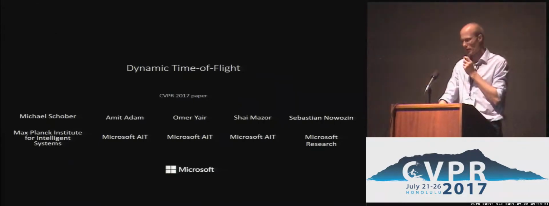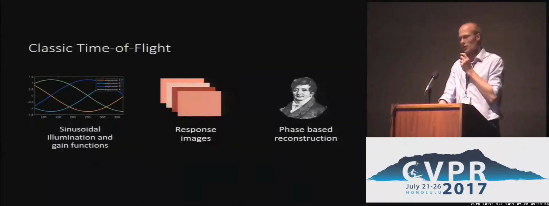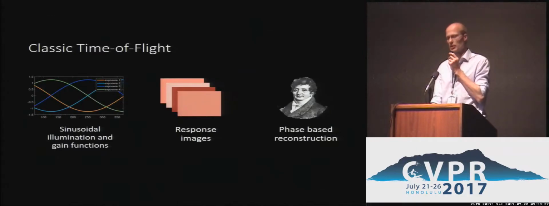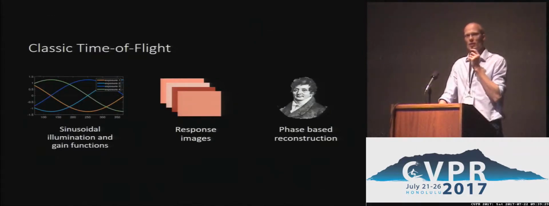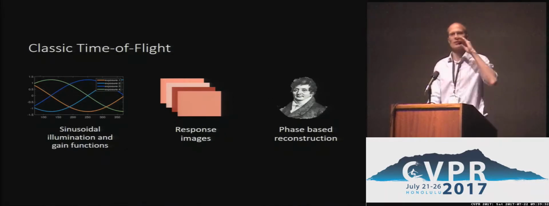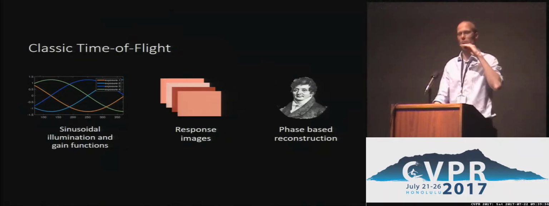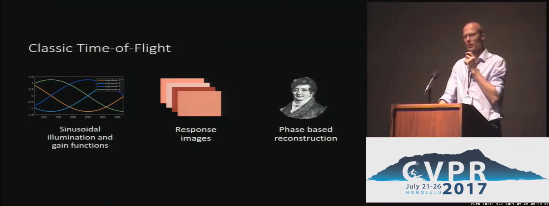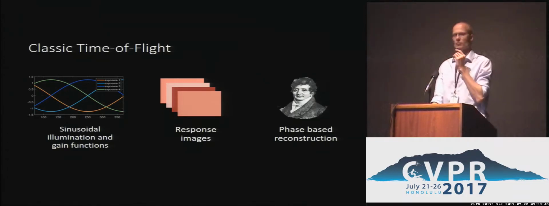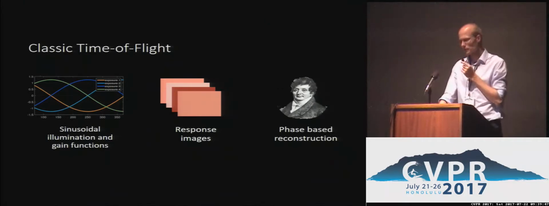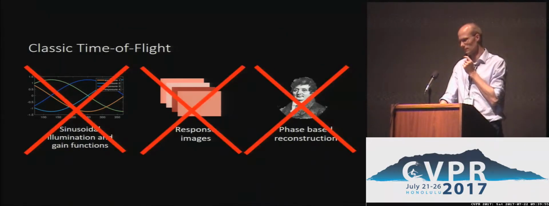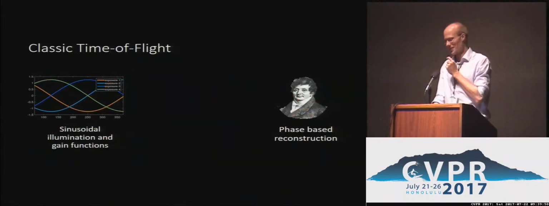It's called dynamic time-of-flight. Conventional time-of-flight systems are based on three principles. They emit a sinusoidal illumination profile, and they have a sensor which is also sinusoidally modulated to be sensitive and non-sensitive, leading to sinusoidal response curves. This time-of-flight camera captures multiple response images and reconstructs a depth image from them using phase-based reconstruction algorithms such as phase unwrapping. We don't do any of these three things. So what do we do?